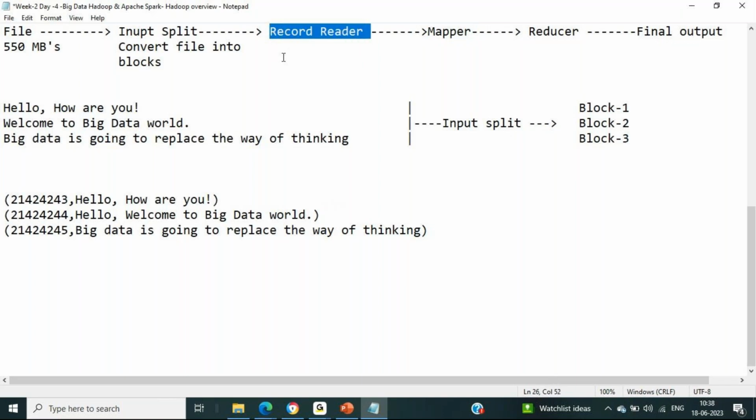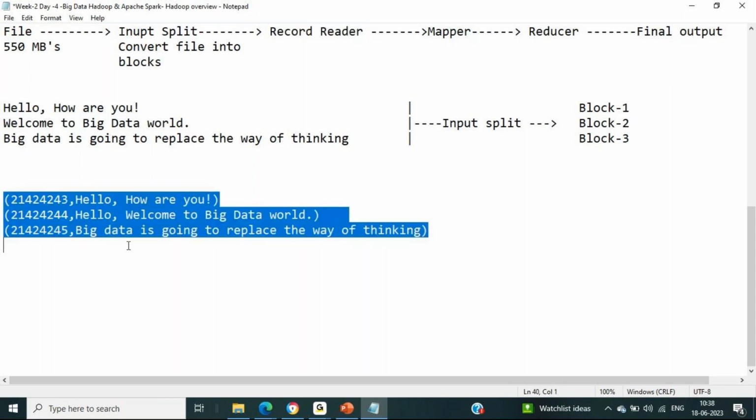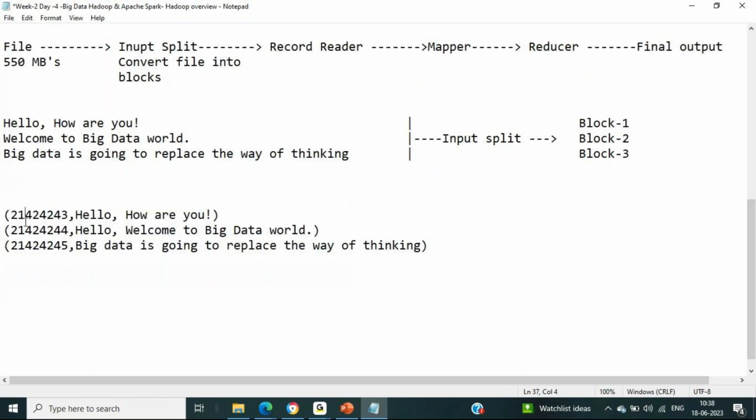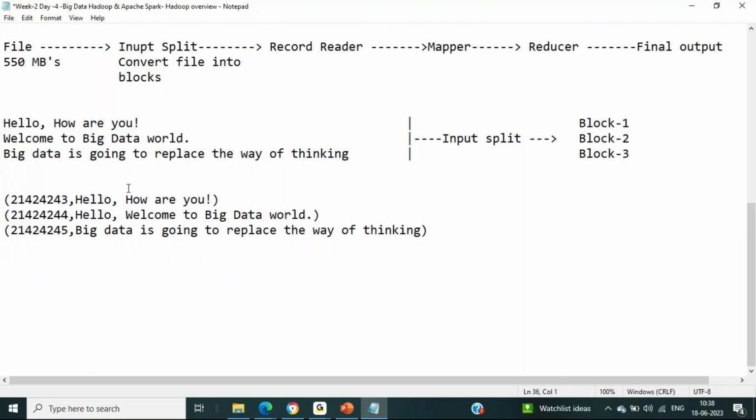If you are referring to certain diagrams on the internet, the record reader will not be shown, but we need to have the record reader in the MapReduce functionality. So the record reader is there and it has done its job. That is perfectly fine. Now it will be given to the mapper. Mapper is a rich guy. Basically, I used to say this is the rich person.